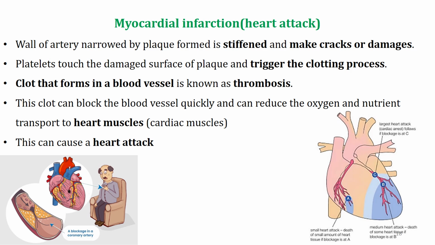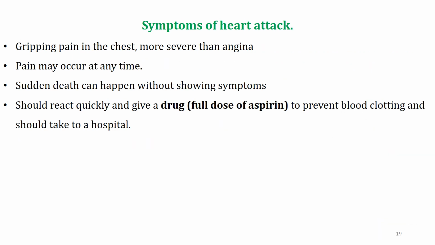Heart attacks, or myocardial infarction, happen when a plaque breaks open. This triggers platelets to form a clot which blocks the artery. As a result, the heart muscle doesn't receive oxygen and begins to die. Signs of a heart attack include severe gripping chest pain, pain spreading to the left arm or jaw, and sudden collapse. If suspected, give aspirin immediately and rush to a hospital. It can save a life.